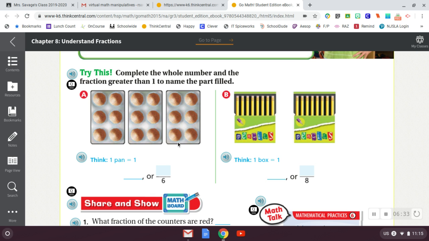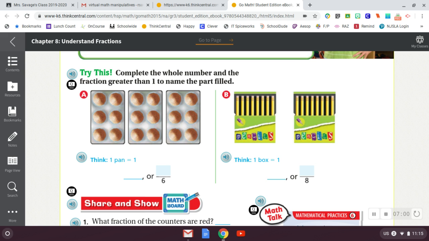Okay? So we got the fraction greater than 1. This is 18 sixths. How about the whole number? Well, 1 pan equals 1. We got 1 pan, 2 pans, 3 pans. So this whole number here would be 3. And this number was, we already said it, 18 sixths.